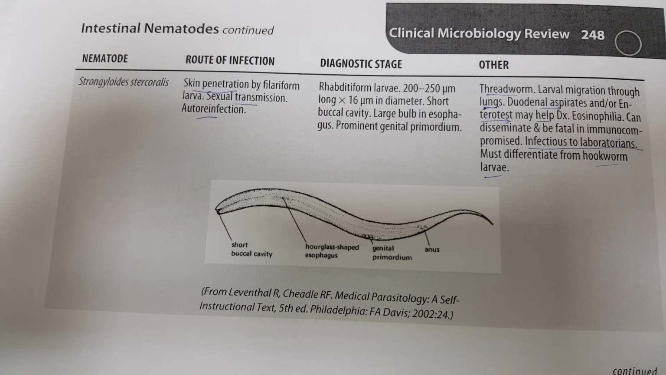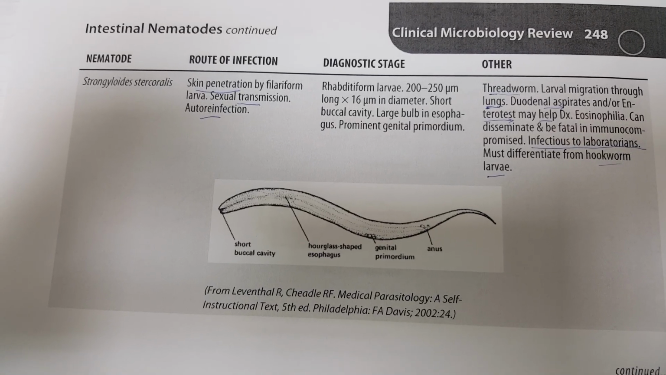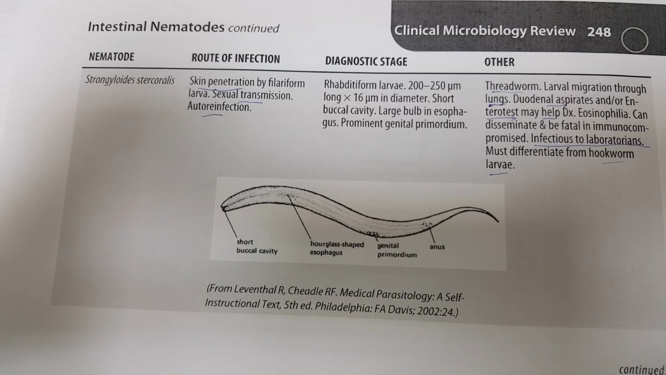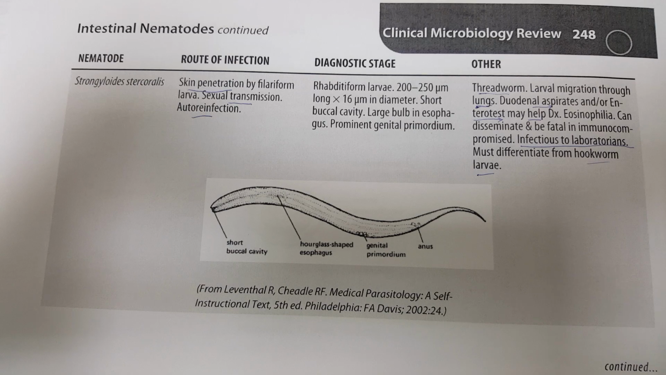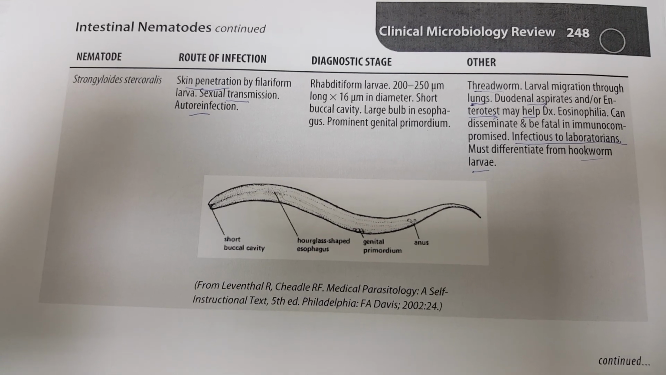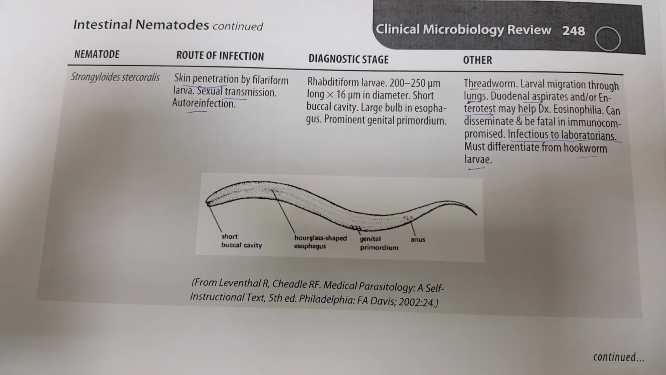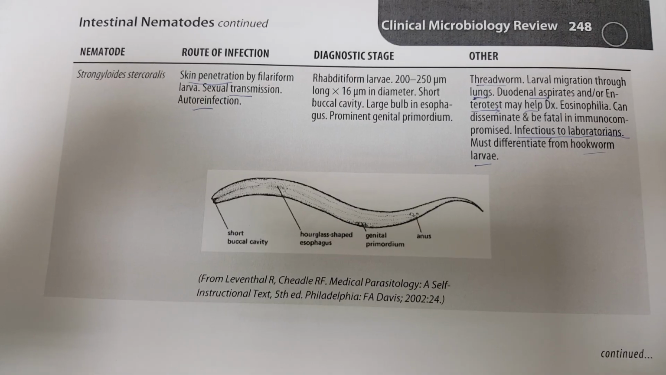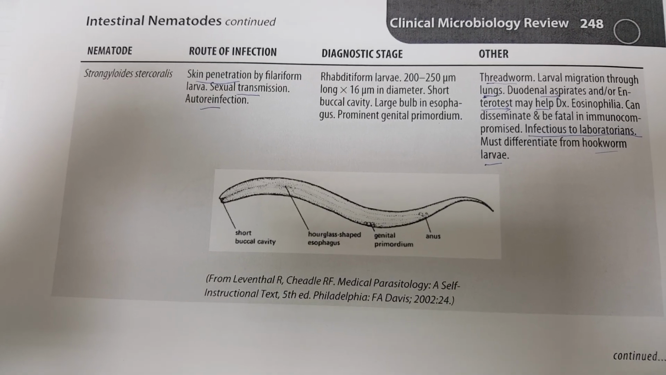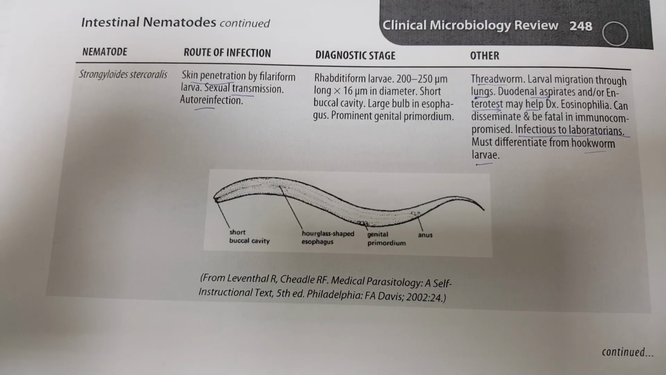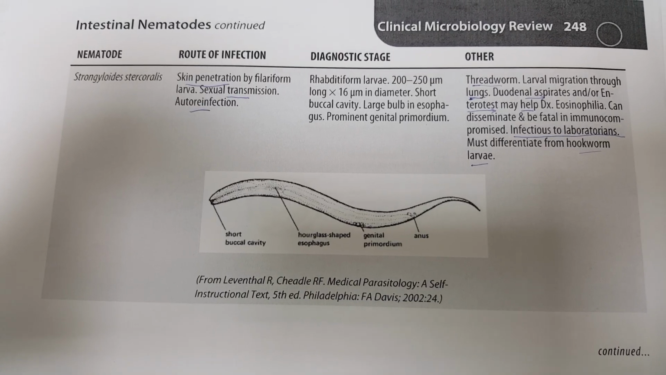rhabditiform larva, which is 200 to 250 micrometer long and 16 micrometer in diameter, with a short buccal cavity, a large bulb in the esophagus, and a prominent genital primordium. This is actually the threadworm. Larval migration through the lungs, and duodenal aspirate, and the Entero-Test may be helpful, which is usually done for Giardia.